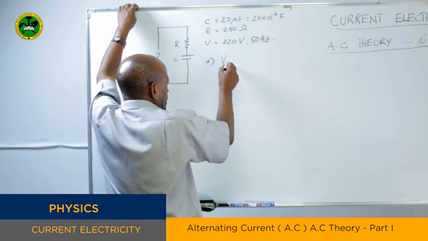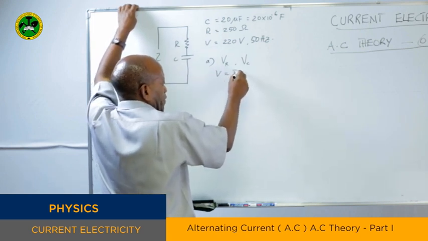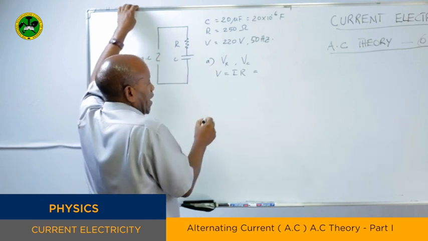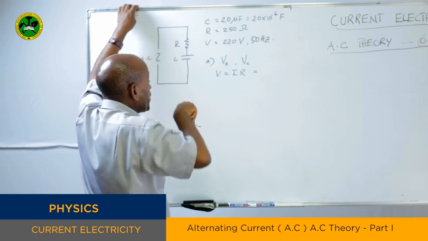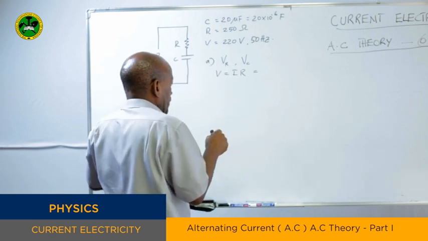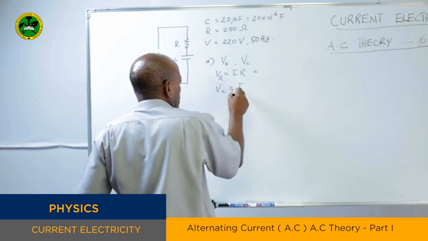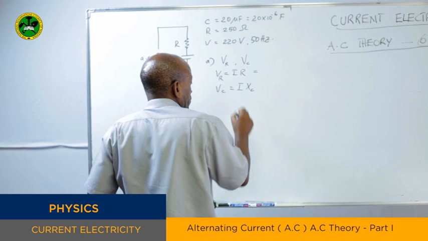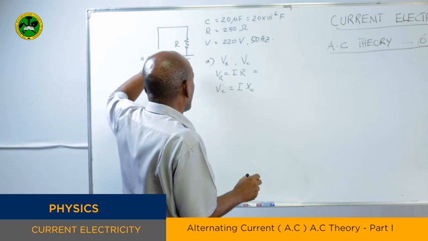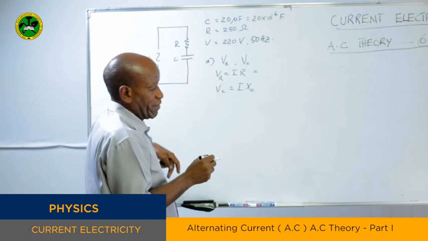The voltage across a resistor and the voltage across a capacitor. First of all, the voltage across a resistor is just equal to IR, and we can determine this. And the voltage across a capacitor will be equal to I times the capacitive reactance. So first of all, we need to obtain the actual current. To obtain the actual current flowing through the circuit, we need to know the impedance.